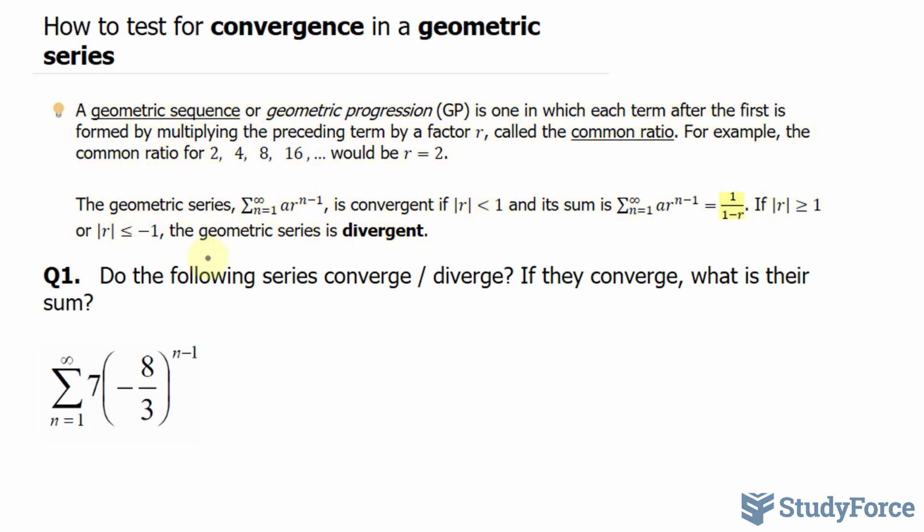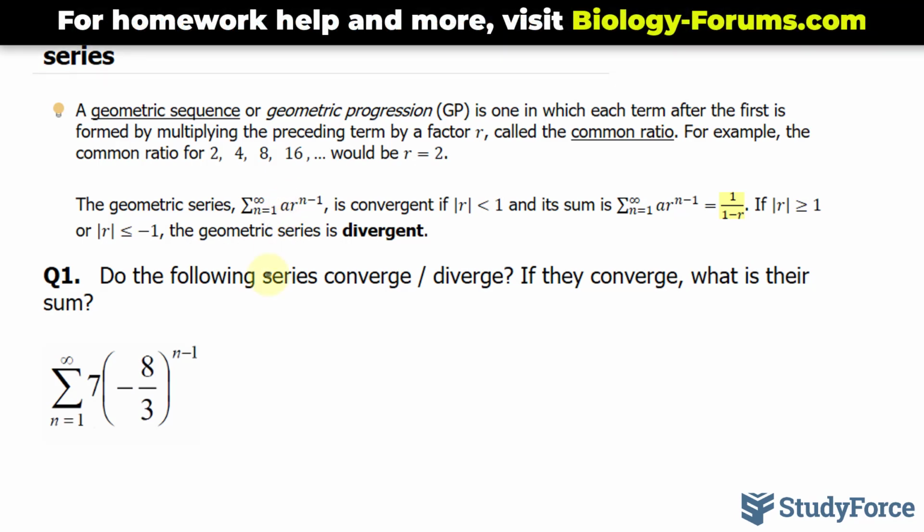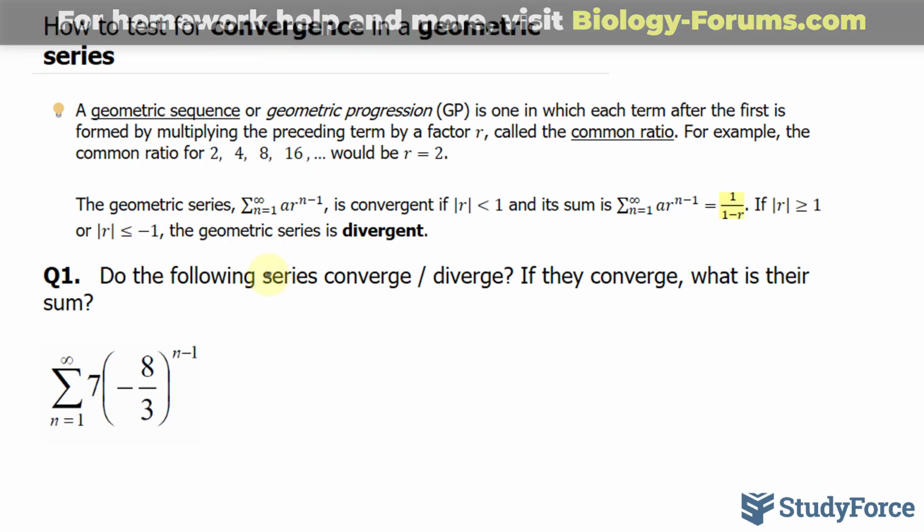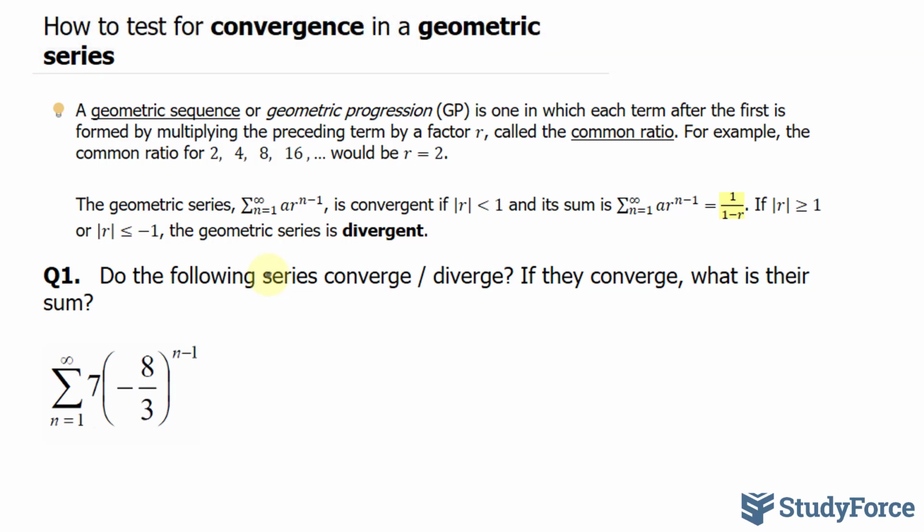A geometric series, on the other hand, which is the sum of a times r to the power of n minus 1, is convergent if the absolute value of r is less than 1, and its sum is equal to a over 1 minus r. If the absolute value of r is greater than or equal to 1, or less than or equal to negative 1, the geometric series is divergent.